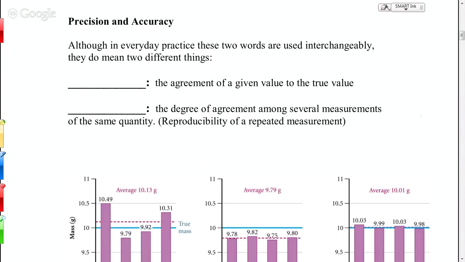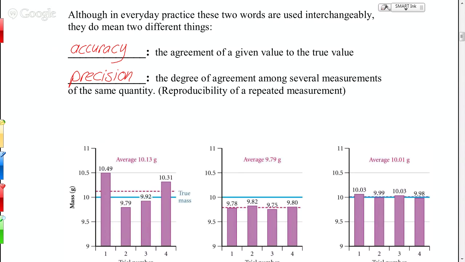Yeah, it's confusing because these are words that we use interchangeably in real life. Like if you say that something is precise versus accurate, that basically means the same thing. But in science and in measurement, we have to make this distinction. So in this case, it's actually that accuracy is this first one, the agreement of a given value to the true value. And then precision is the degree of agreement.